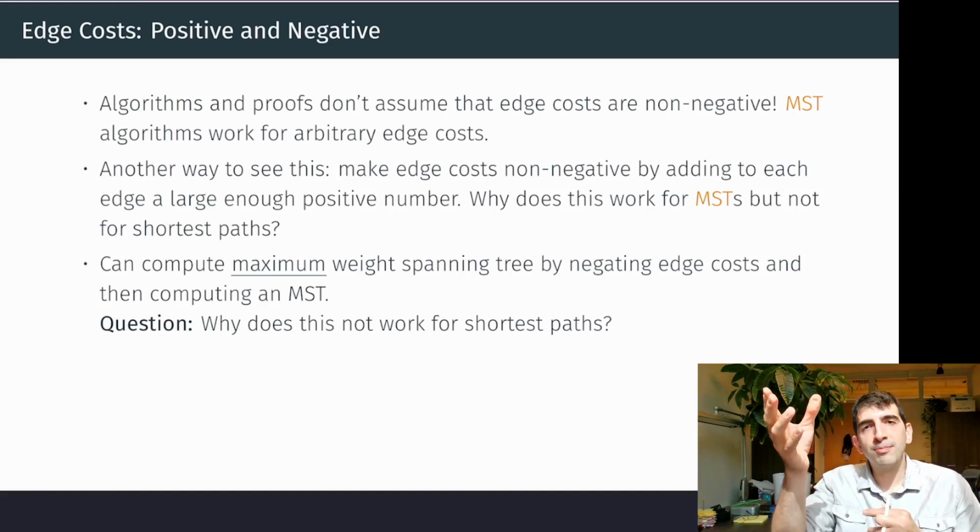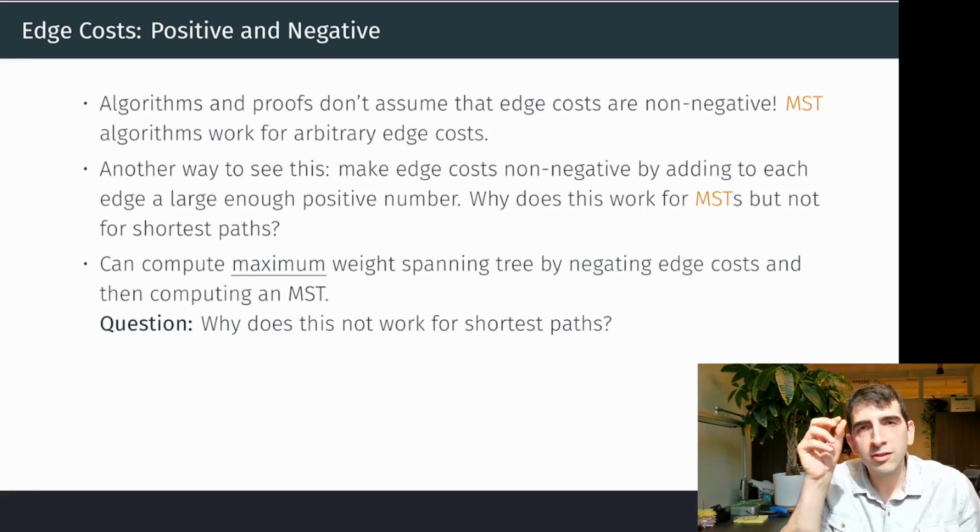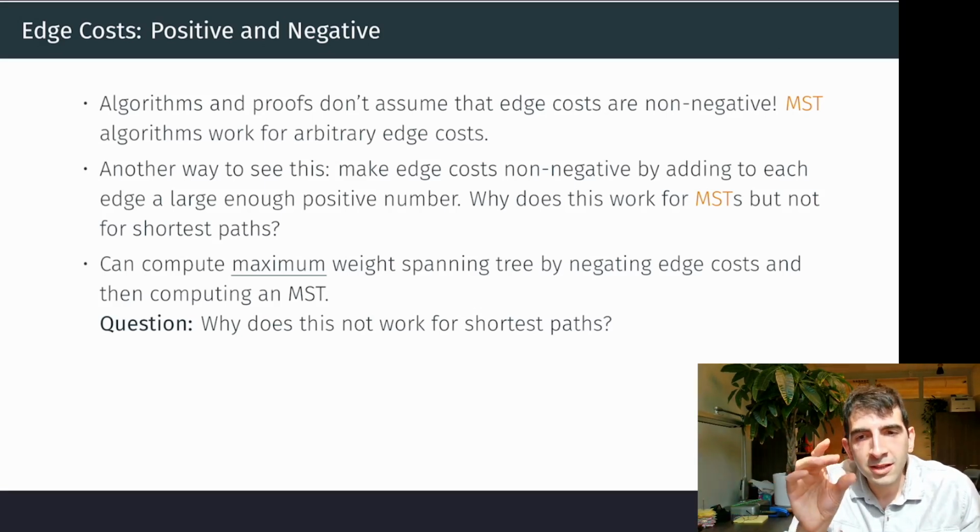That's true. In the shortest path graph, I said that you couldn't do that because you would penalize paths that take more edges over paths that take fewer edges. But in this case, when we compute the minimum spanning tree, we're not computing the path. We're not comparing different paths that are composed of multiple edges. We're just comparing literal edges. Is one edge bigger or smaller than the other? So if we renormalize edges, none of our comparisons become any different.